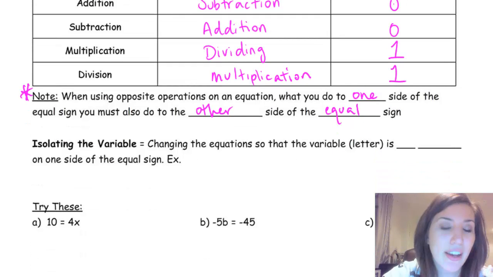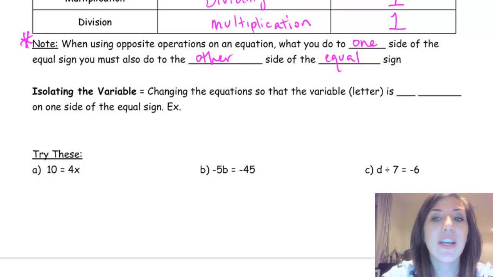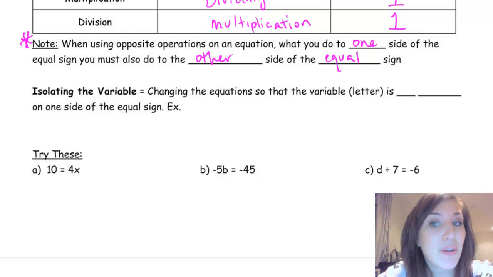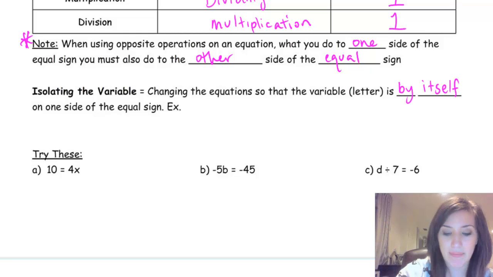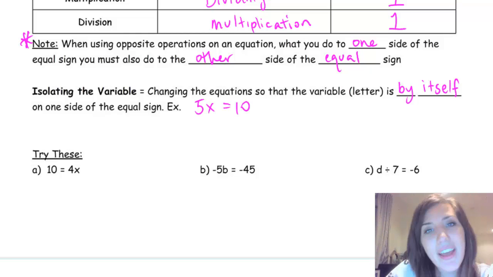So the big idea for this chapter, we want to basically isolate the variable. So what we want to do is change around, reposition the furniture here so that the variable, the letter that we're looking for, is all by itself on one side of the equal sign. So for example, we had 5x equals 10. We don't want that 5 attached to the x. We want him all by himself.